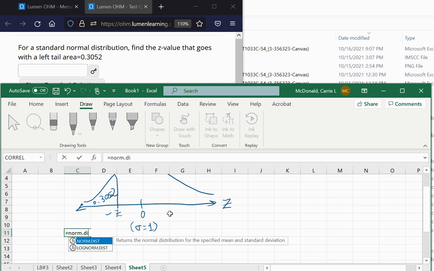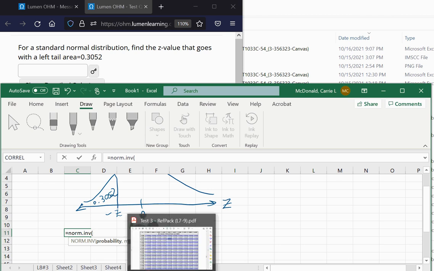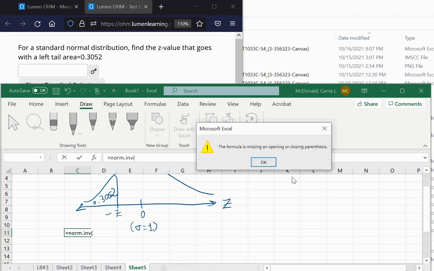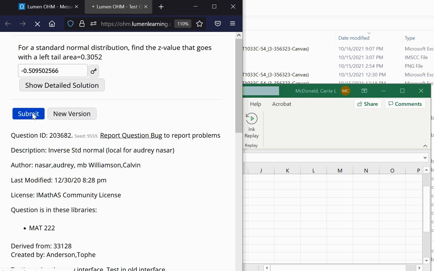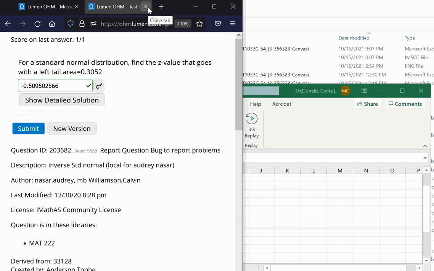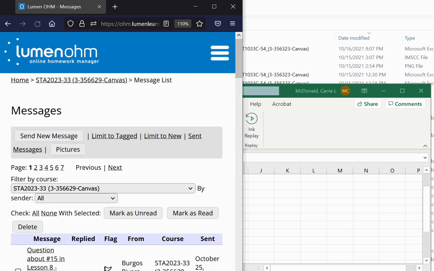So what's the other normal function? Oh yeah, norm inverse, which is what you do when you are looking for a boundary, and that is what we are looking for. It says find the z value that goes with the left tail area. So that z-score, that's your boundary. Put in the left area. Remember, it has to be a left area, and this one is, so that's good. That's a mean of 0 and a standard deviation of 1. So our z-score, and we're done. That was number 22 from lesson 8.